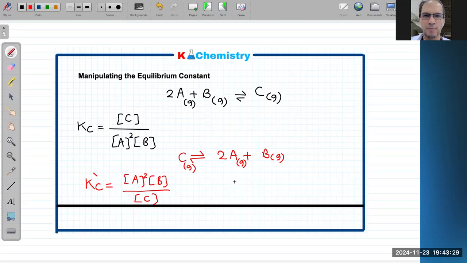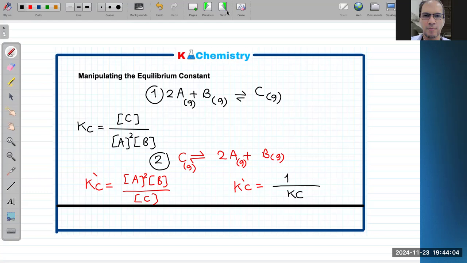So I can just say that the K dash C is equal to what? Just the reciprocal of the first one. So it's equal to 1 over the Kc or the original one. So again, in the first equation, number 1, it has Kc products divided by reactants. In the second equation, the K dash C for number 2 is equal to 1 over the Kc. So just by reversing the equation, I can find the Kc just by getting the reciprocal of the original Kc.